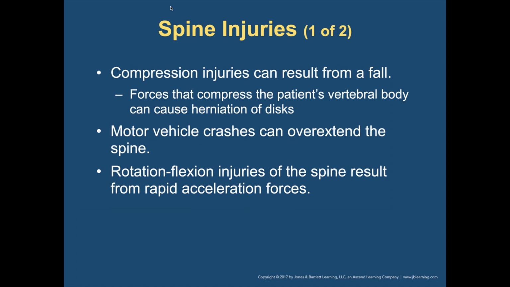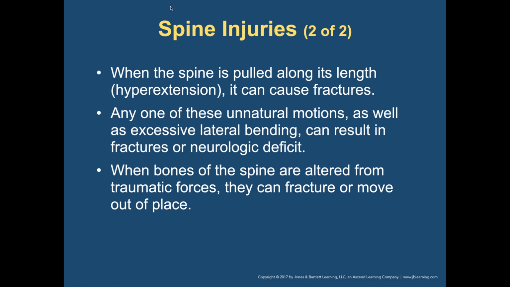Motor vehicle crashes or other types of trauma can overextend the cervical spine and damage the ligaments and joints. Rotation or flexion injuries of the spine result from rapid acceleration forces, and they're most likely to happen to C1 and C2. Remember those two, C1 and C2, that's your atlas and your axis. They're what allow you to move your head. One allows you to rotate your head side to side, and the other one is what allows you to do a head nod, and it also is shaped to hold your head.